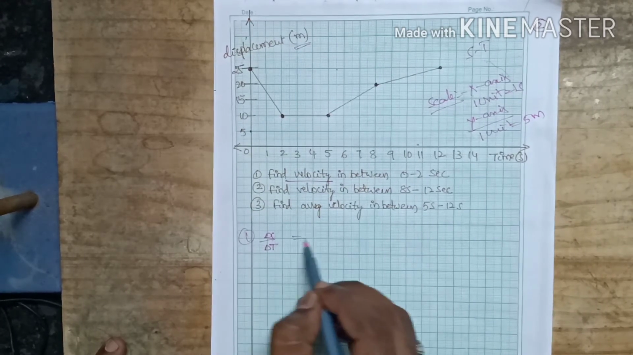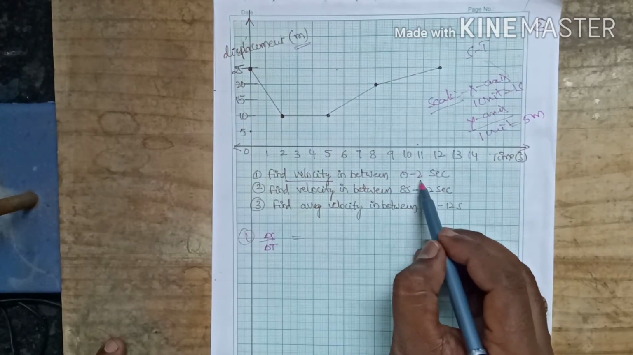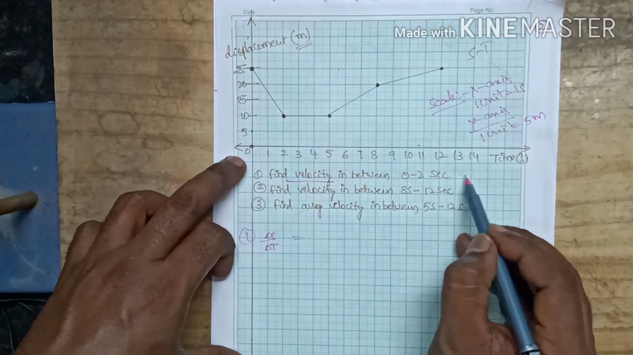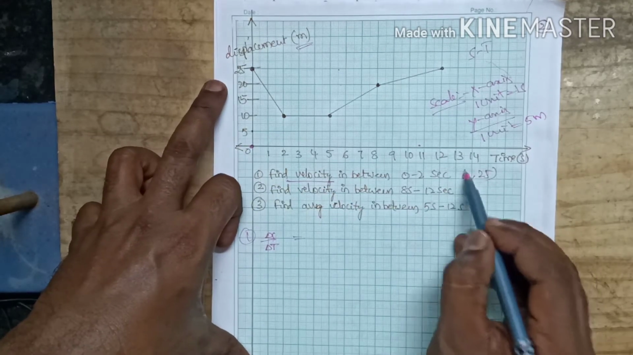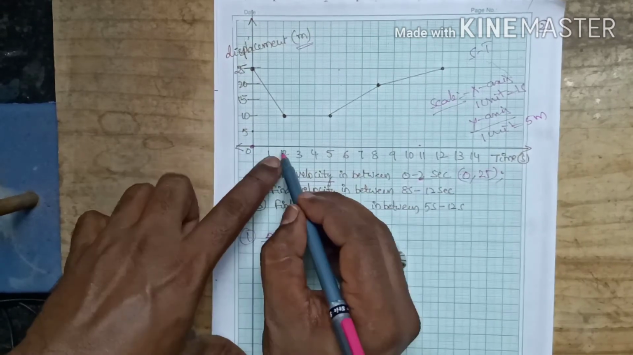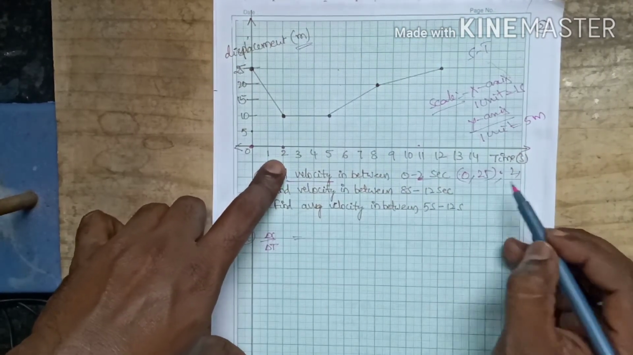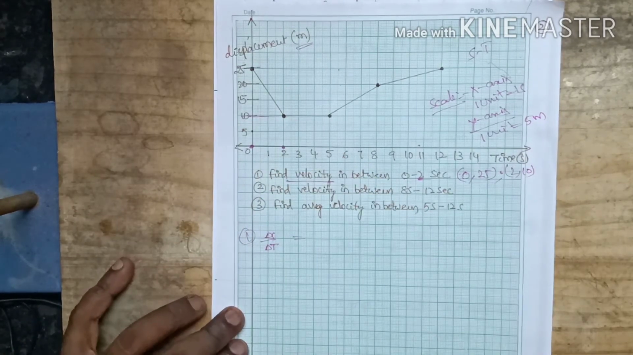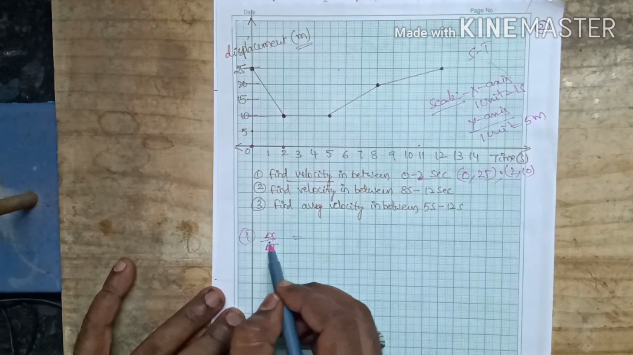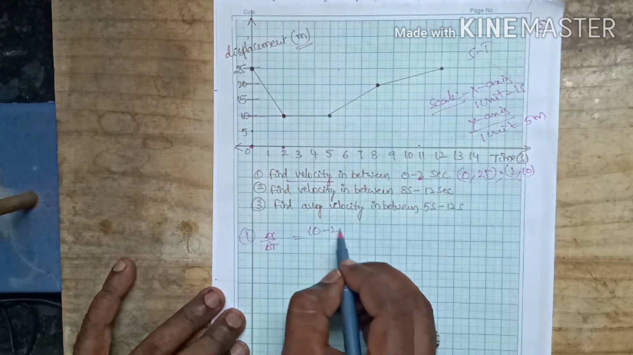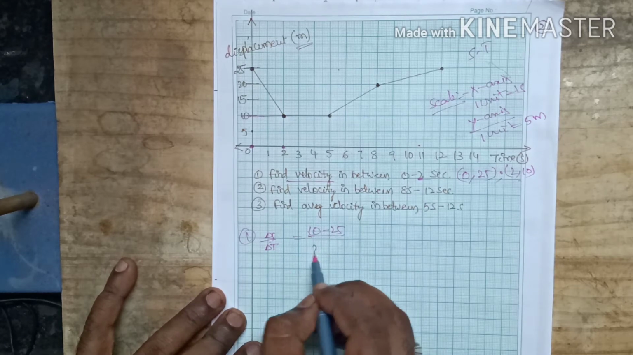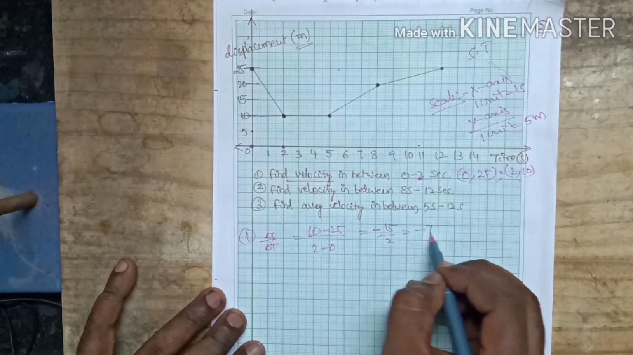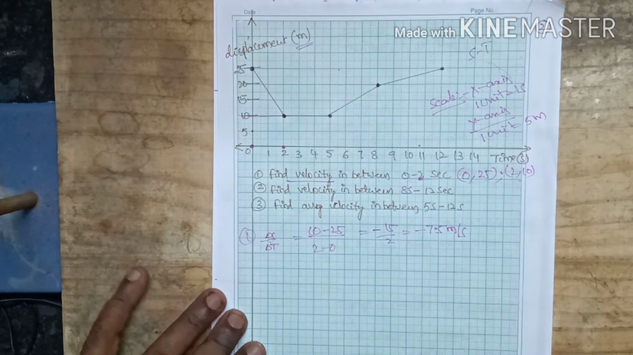S by t. Here, average velocity between 0 to 2 seconds. If you observe, at 0 seconds, time is 0, displacement is 25. At 2 seconds, time is 2 seconds and the displacement is 10. Now, we can observe that displacement by time is 10 minus 25 by 2 minus 0, that is minus 15 by 2, minus 7.5 meter per second.